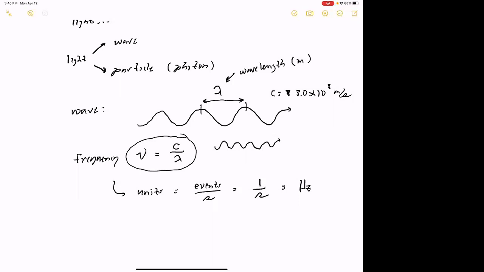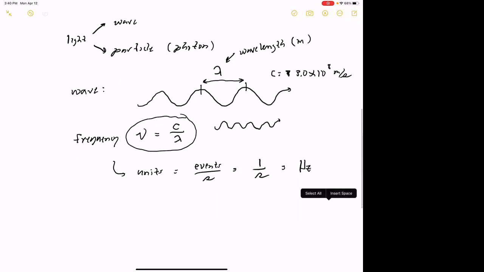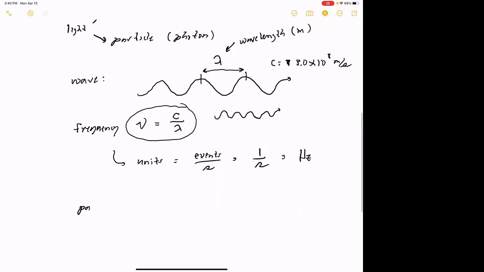Yep. All right, good. So now let's talk about light in terms of it being a particle. That's the photon model.